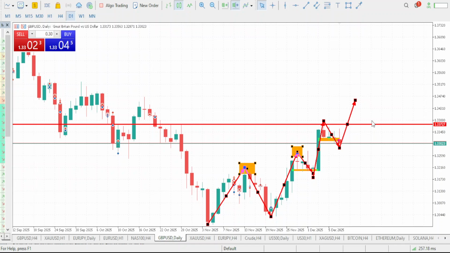Look for a buy setup only. Once we get the buy setup, this is what we will be looking out for.